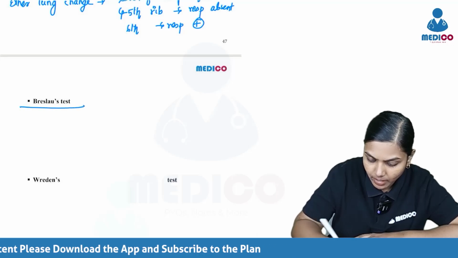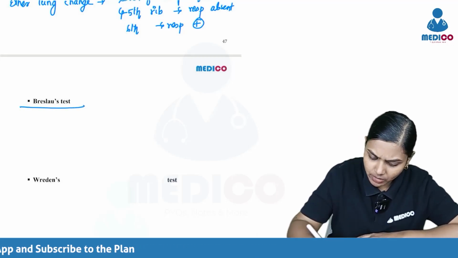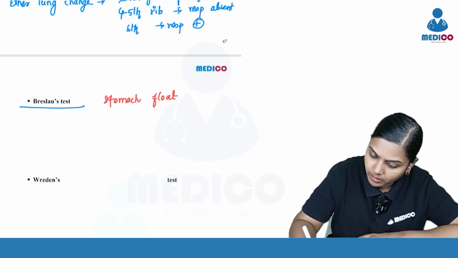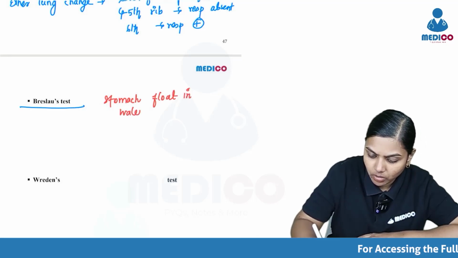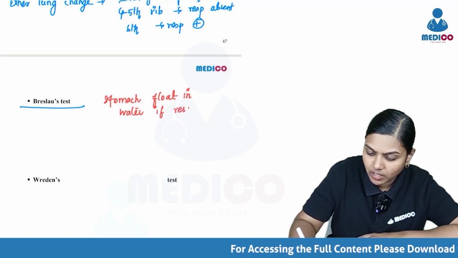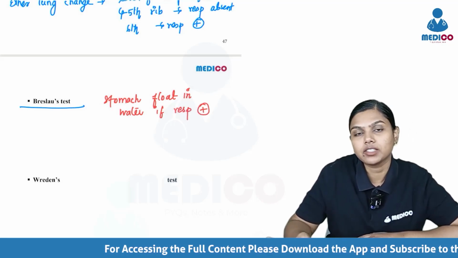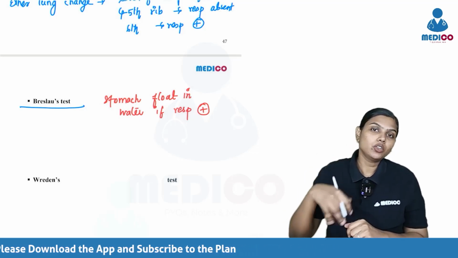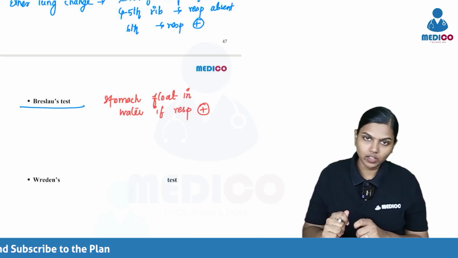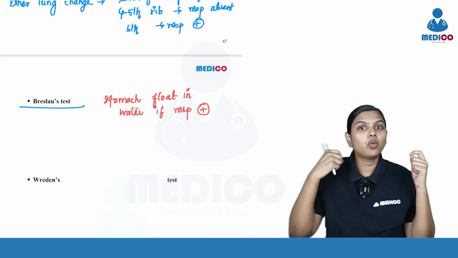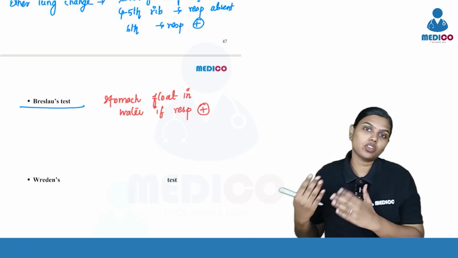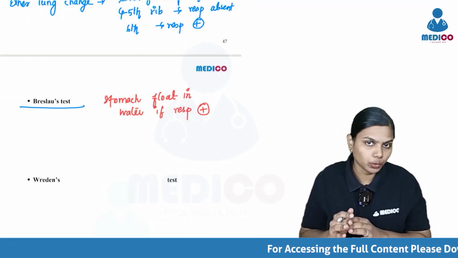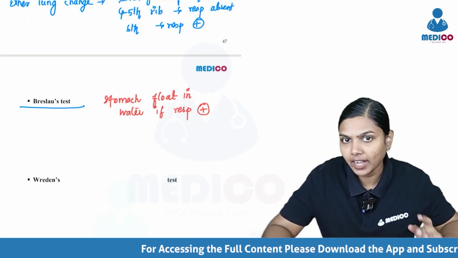So first is the Breslau's test. In Breslau's test, the stomach will float in water if respiration had taken place. If there is respiration, some air might have entered into the stomach also. So while doing the autopsy, we will ligate both ends of the stomach and put it in a beaker. If air is present inside the stomach, it will float. So we can say respiration had taken place.